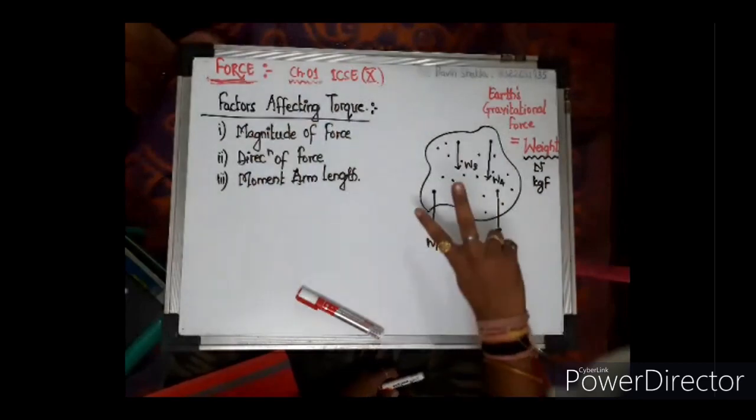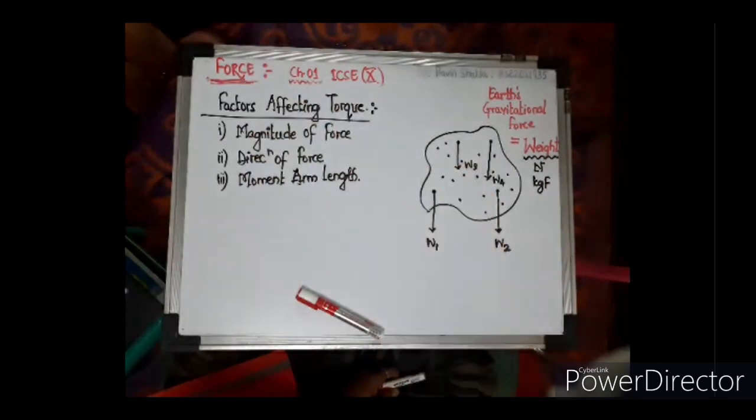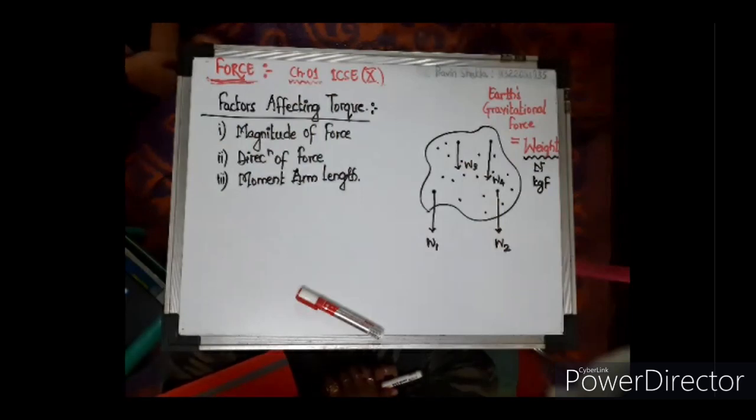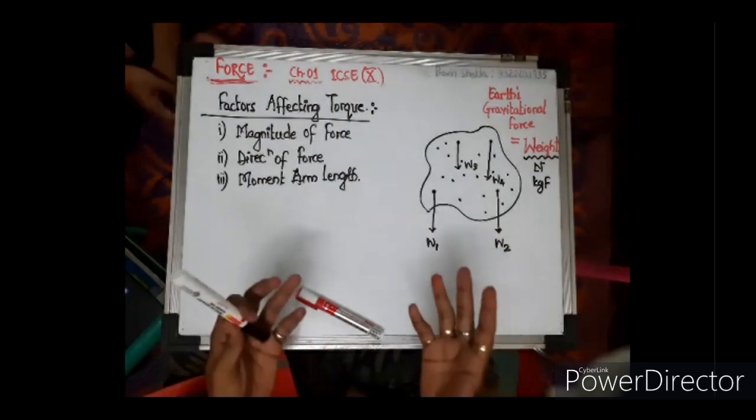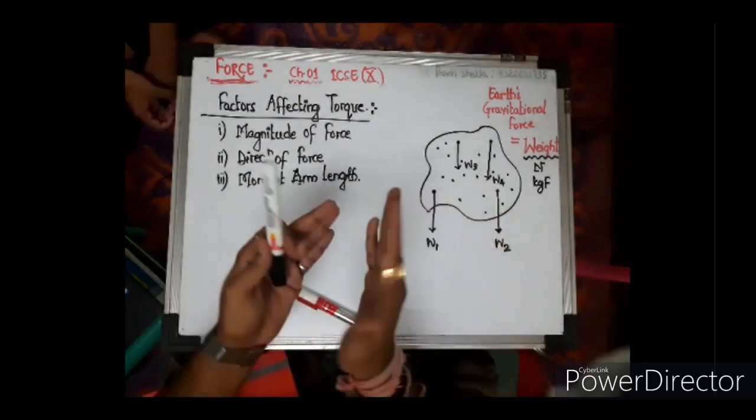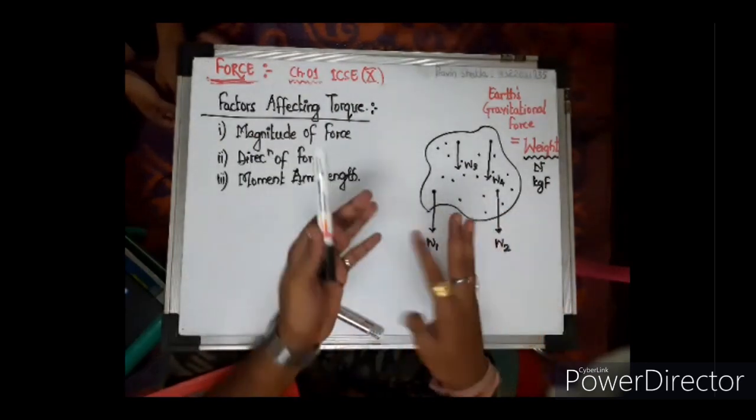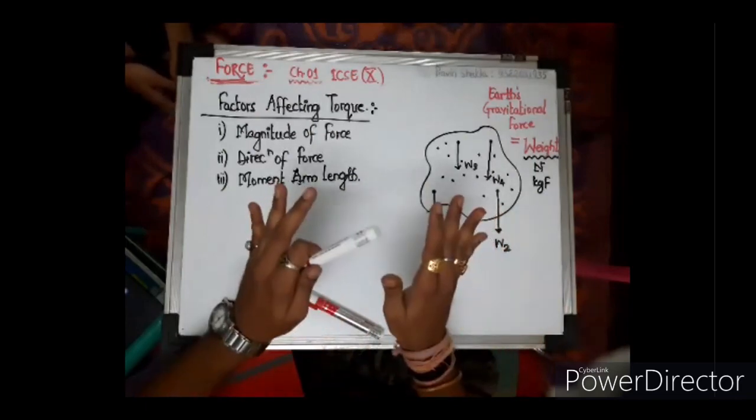Why? Because there is an unbalanced existence of moment of forces. In both the directions, it is unbalanced. The amount of clockwise force and the amount of anti-clockwise force is not equal. Why is it so?